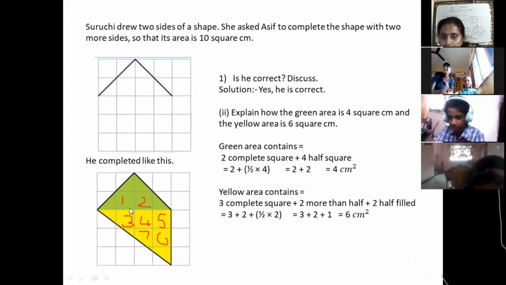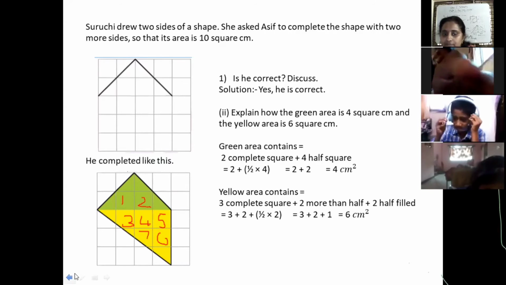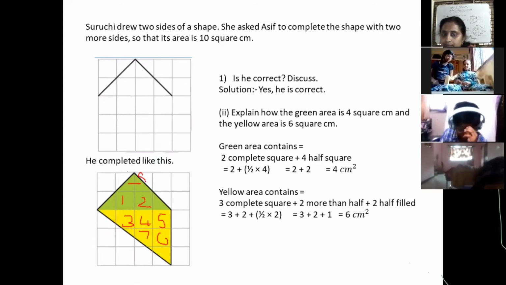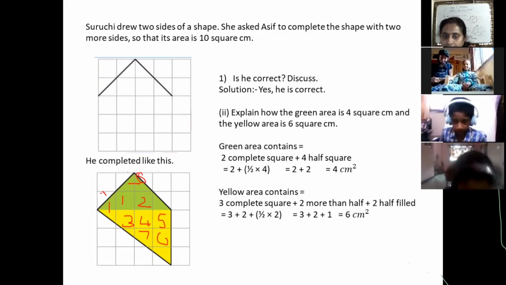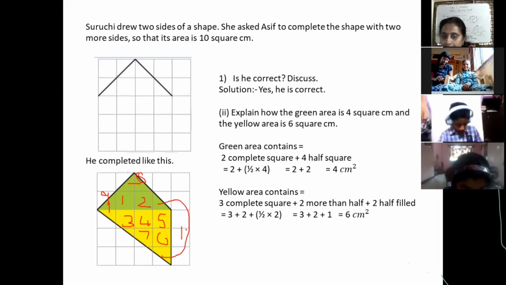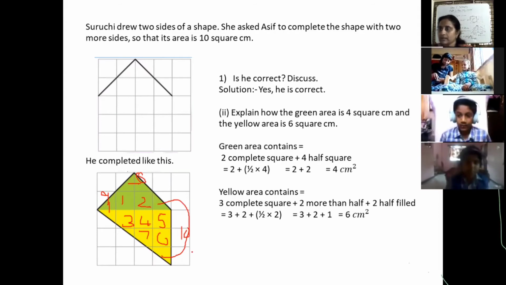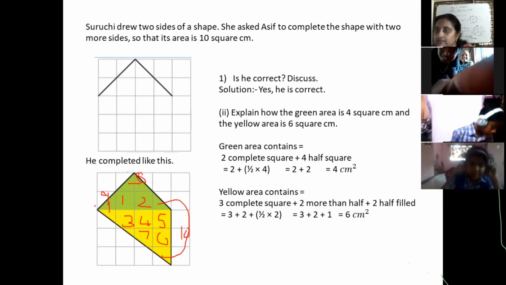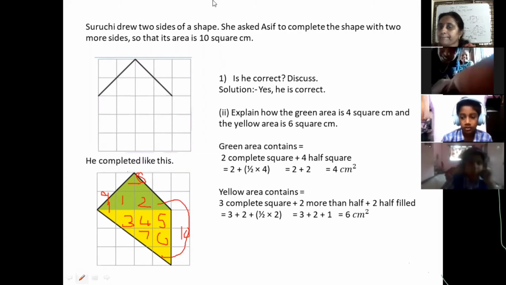6 and 7. How many half squares here we have, ma? Here 2, 7, means, ma'am, 8. Here 2 means 9. Okay. And here 1 and here 1, 10. Okay. So here we have 10 squares. That means he is correct. Ashif is correct. His figure is correct. Why? Because it is having 10 square centimeters.